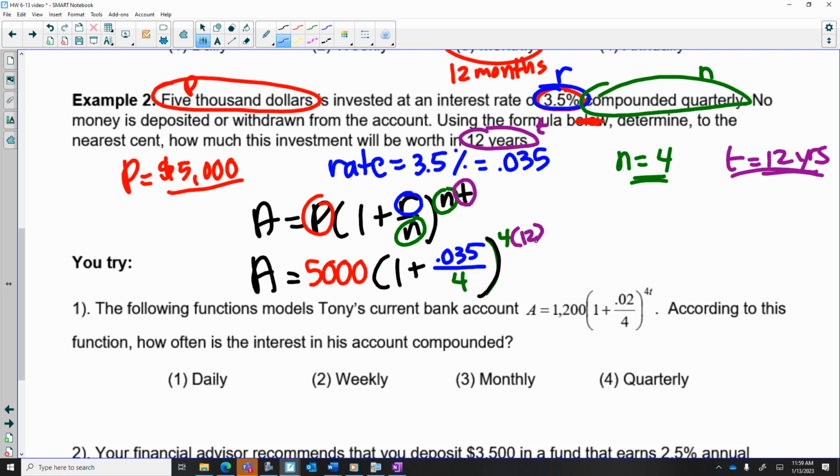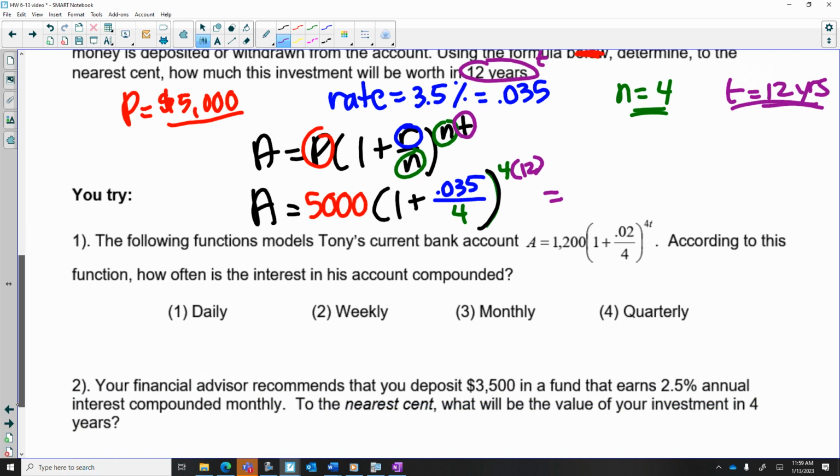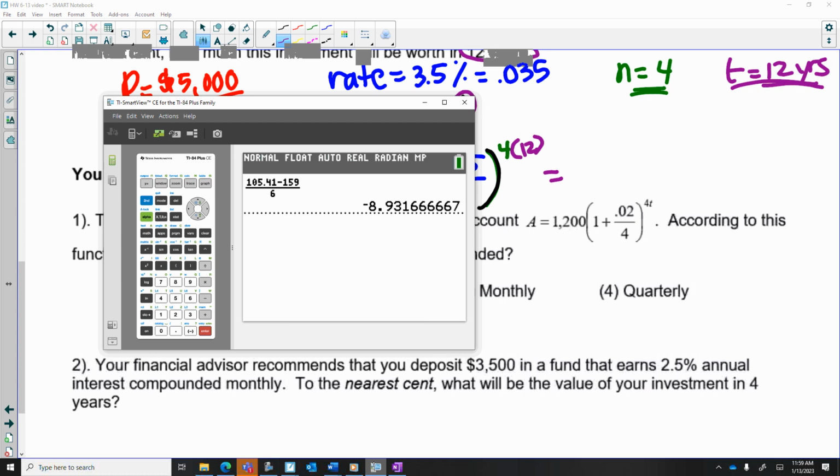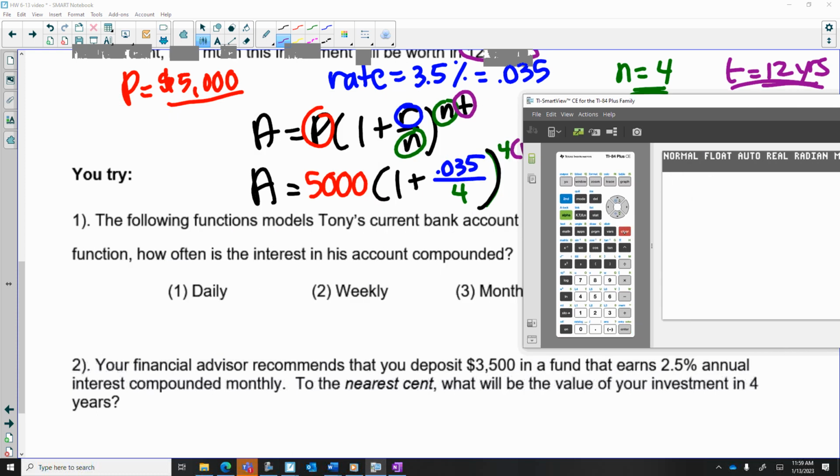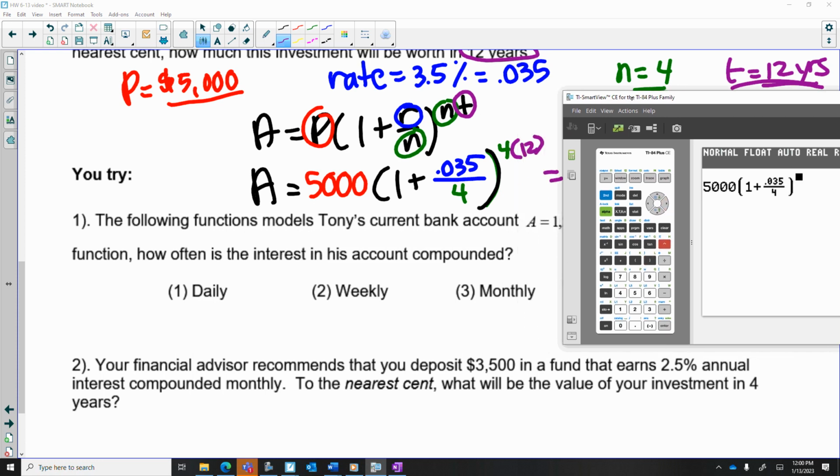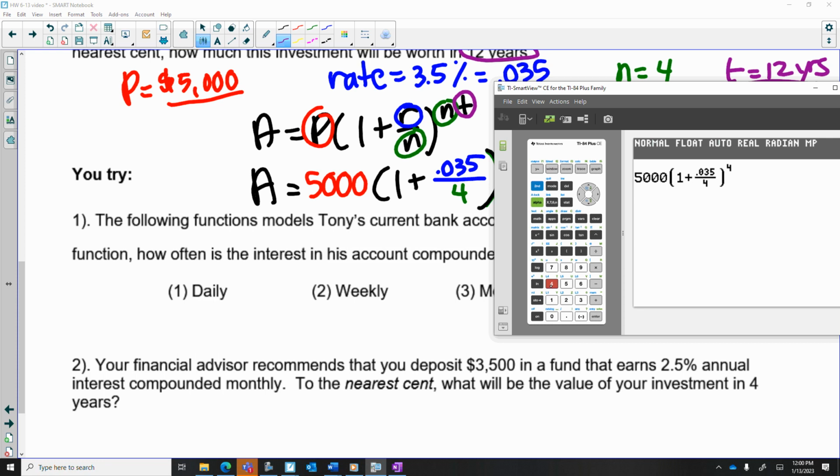Okay. So once you have all that information plugged in, it's pretty straightforward. You just have to plug it in to the calculator and get your answer. Okay. So take out your calculator, go to your home screen, and type in the equation exactly how you see it. 5,000, 1 plus fraction 0.035 over 4, and then close parentheses, caret, and then our exponent is 4 times 12. You could either put 4 parentheses 12, or you could just do that, whatever. Let's delete that parenthesis and hit enter.